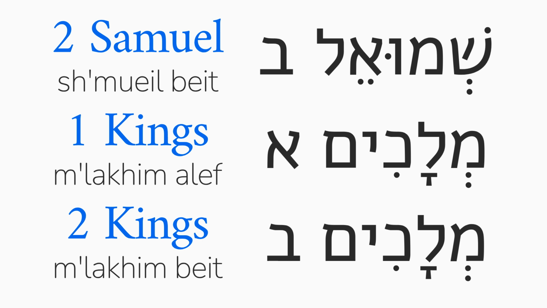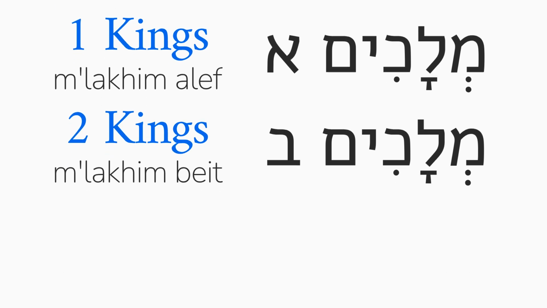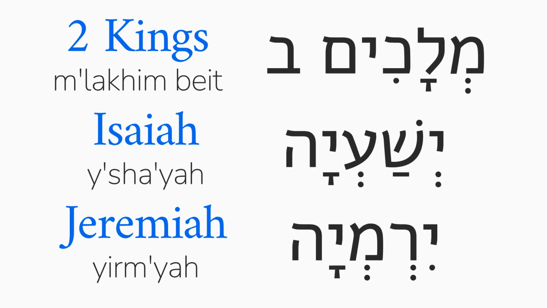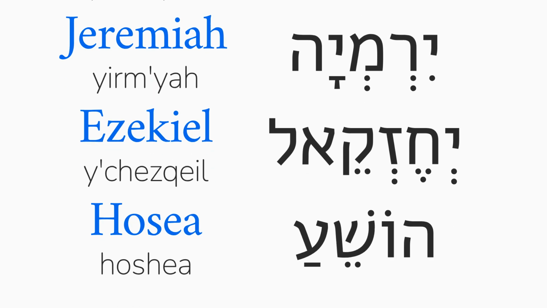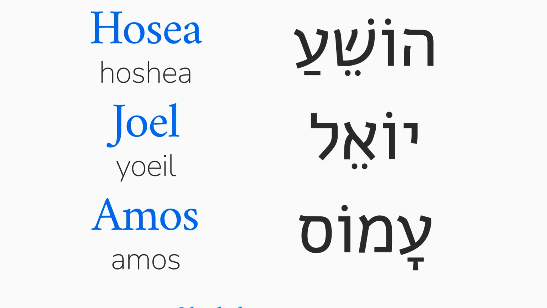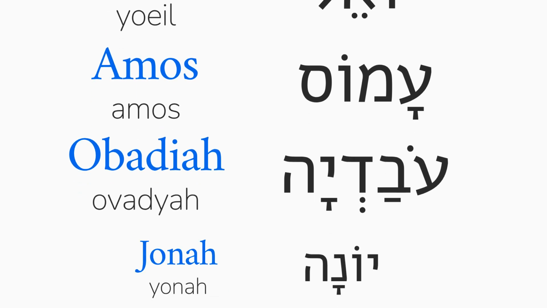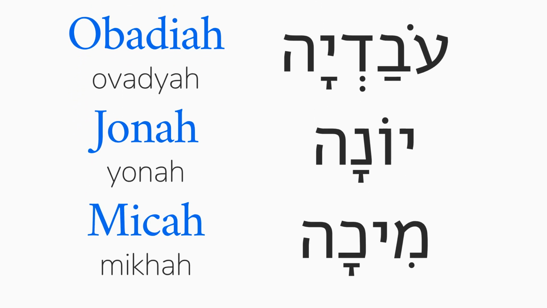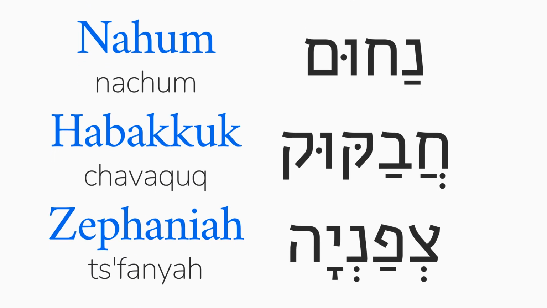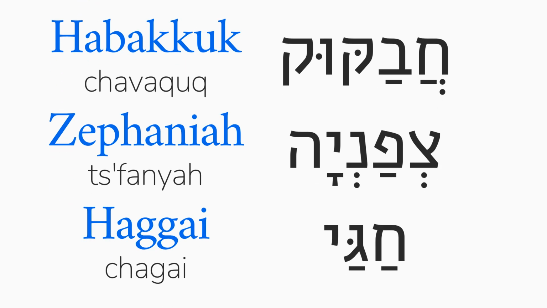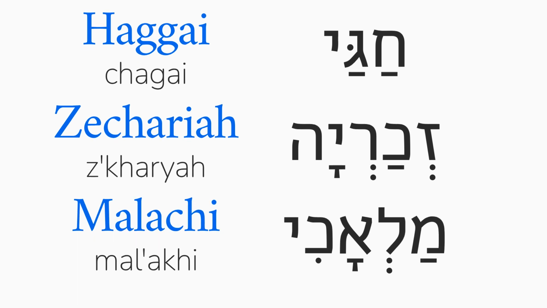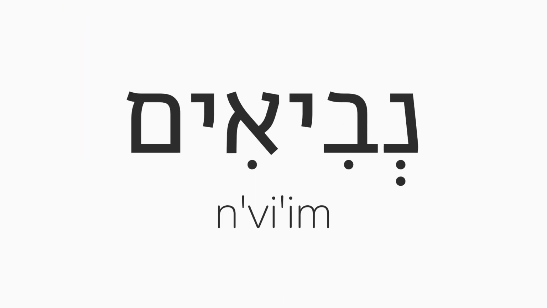The books of the prophets are simply named after the prophets who wrote them: Isaiah, Yeshayah; Jeremiah, Yirmiyah; Ezekiel, Yechezkel; Hosea, Hoshea; Joel, Yoel; Amos, Amos; Obadiah, Ovadiah; Jonah, Yonah; Micah, Micha; Nahum, Nahum; Habakkuk, Habakkuk; Zephaniah, Zephaniah; Haggai, Haggai; Zechariah, Zechariah; and Malachi, Malachi. So those are all the books of Nevi'im.